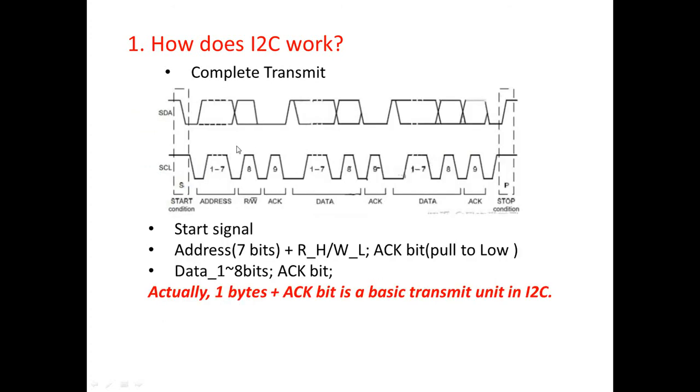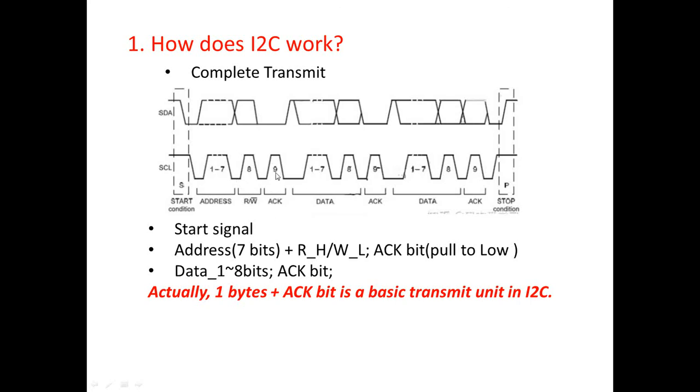So let's take an example. The first is the start signal. Of course, actually in our register there is 1 bit we should set. From 0 to 1, it can generate the start signal. When it is cleared from 1 to 0, it can generate the stop signal. This is the start signal, and then the first 7 bits are the address, and the 8th bit is the command bit. Read is 1, write is 0. So the first byte has been sent out.